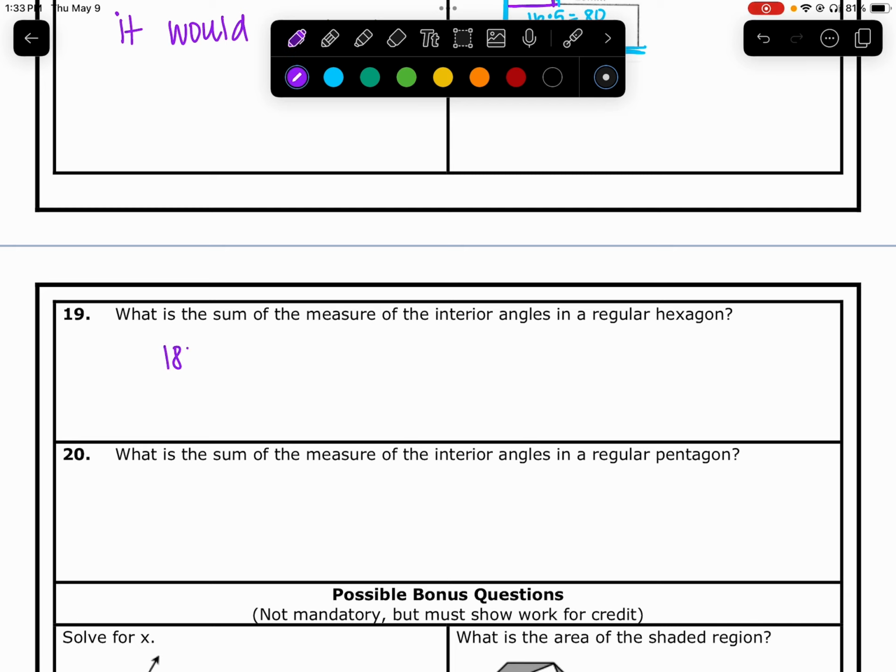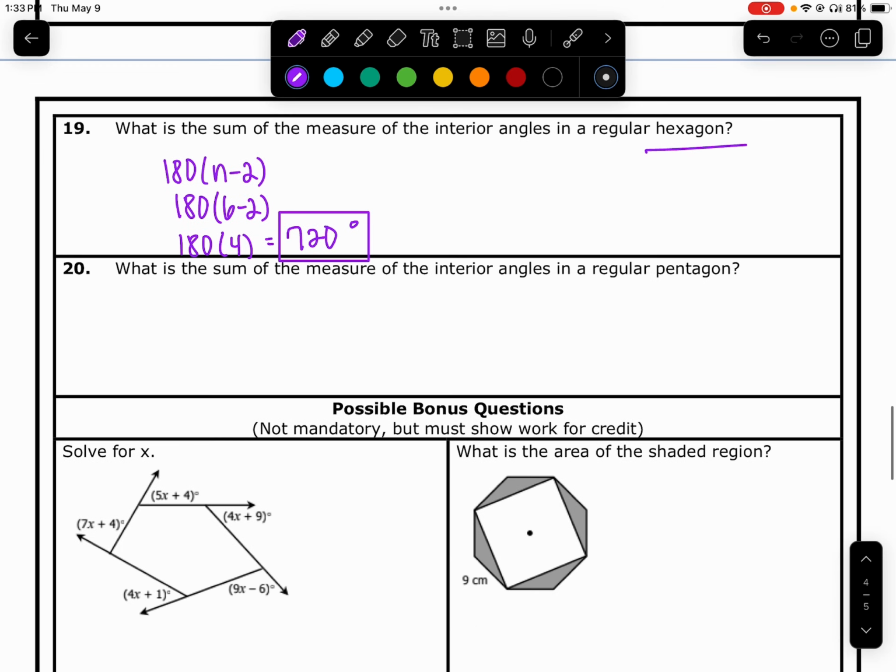So that would be 180 times n minus 2. So 180 times, a hexagon is 6, minus 2. 6 minus 2 is just 4. So what is 180 times 4? That's 720 degrees. Try number 20 on your own.